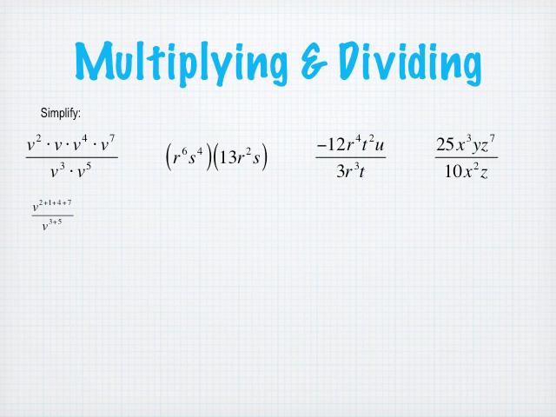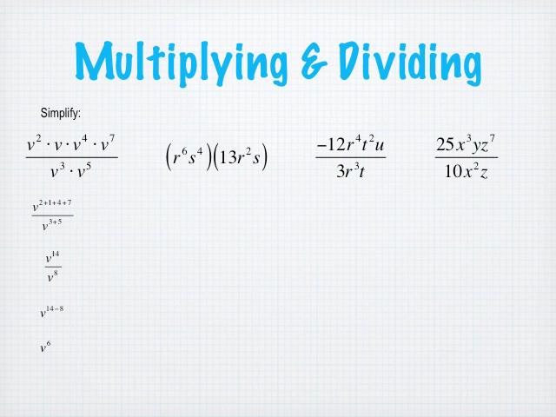So I have v to the 2 plus 1 plus 4 plus 7. I'm going to add all those exponents because they all have the same base. They're all being multiplied, so I add their exponents. On the bottom, I have v to the 3rd plus 5. So I'd have v to the 14th on the top, v to the 8th on the bottom. Now 8 of those v's on the bottom will cancel with 8 on the top. So I have 14 minus 8, and I get v to the 6th.